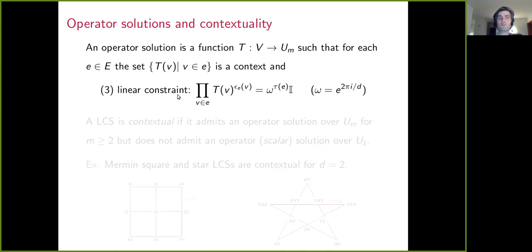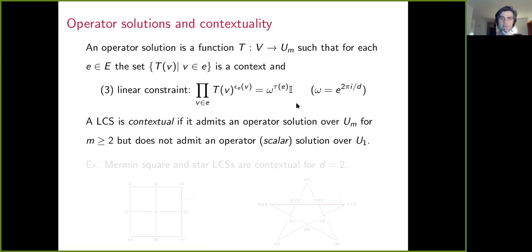The third property is that there is a linear constraint associated to the matrix equation, and it is essentially the matrix equation in multiplicative form. The incidence weights are the powers of the operators, and you take a product. On the right-hand side you have the identity, and the tau function appears as the power of omega, where omega is a d-th root of unity.